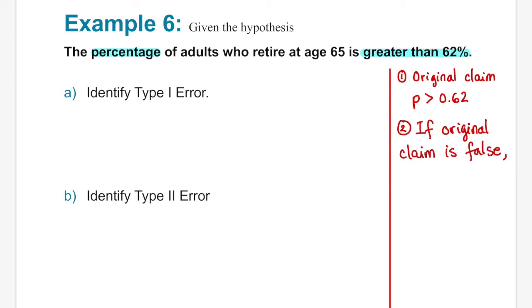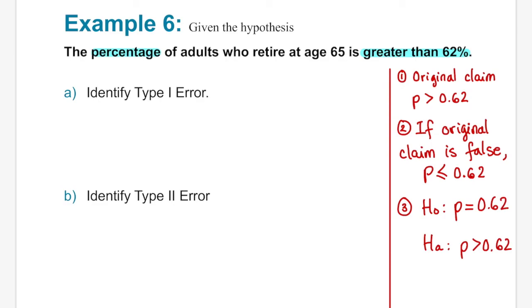Step 2. If my original claim is false, if p is greater than 62% is false, that is when p is less than or equal to 62%. And the last step is identifying my H0 and HA. So between the two statements that I have from the first two steps, I will pick the one without the equal sign for my HA. And my H0 will be p equals 0.62.